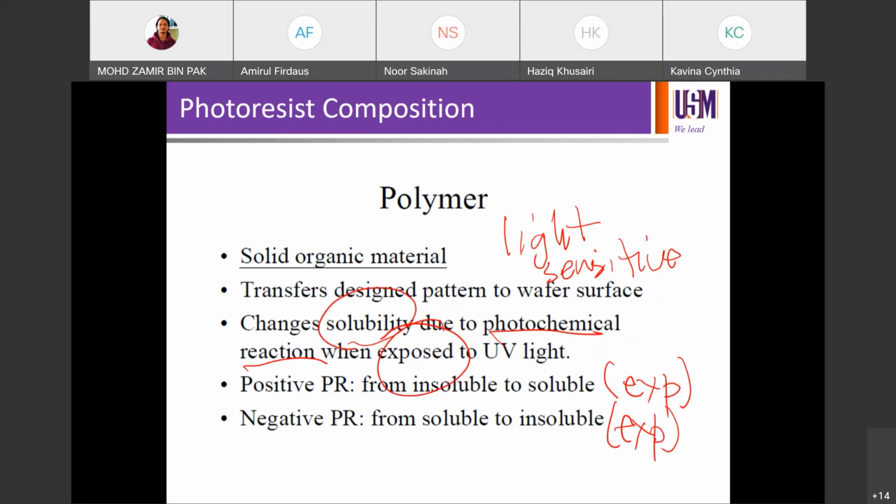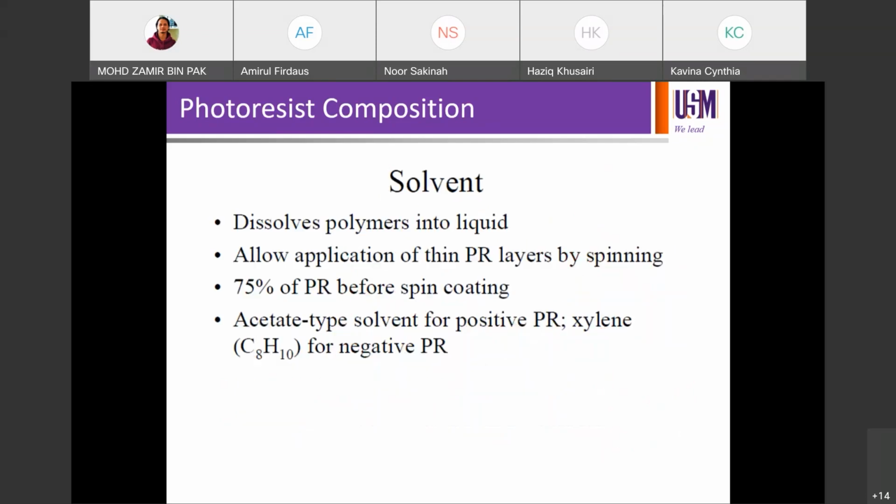It will harden. Solvent in the resist dissolves polymer into liquid, so it makes it liquid resist. Allows application of thin resist by spinning. Kalau tidak susah, kalau you nak spin coat a very thin layer without solvent, then it's going to be very viscous. Resist is very viscous, dia pekat. So kena ada solvent bagi dilute sikit so that you can spin more easily, right?